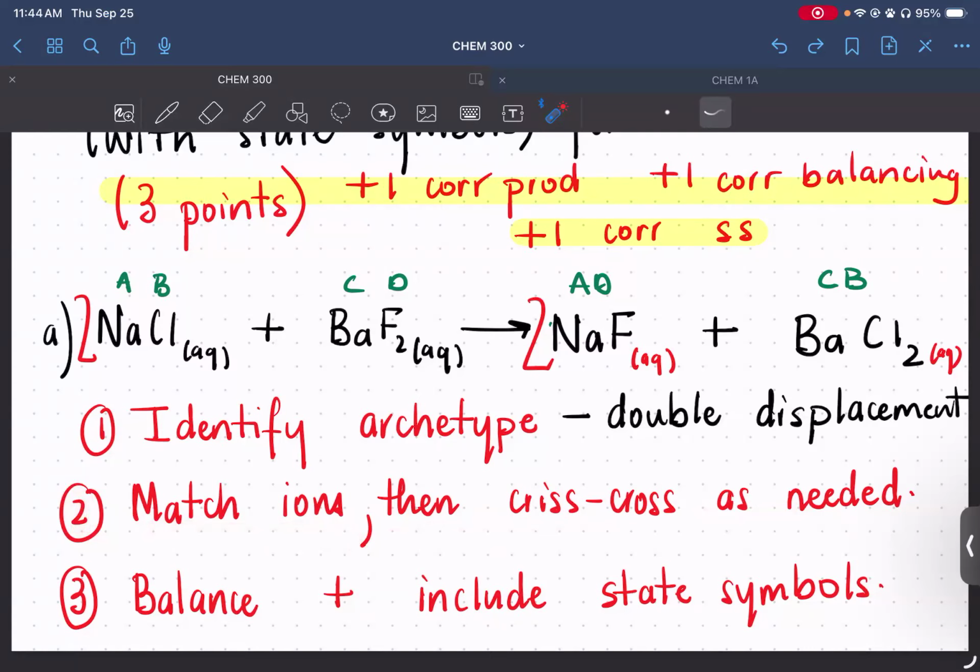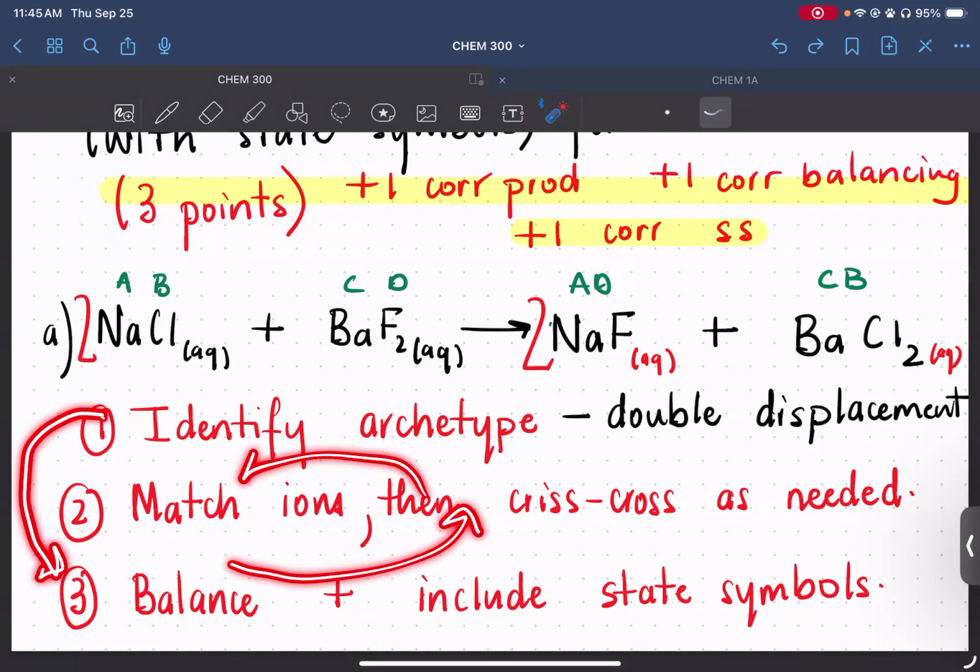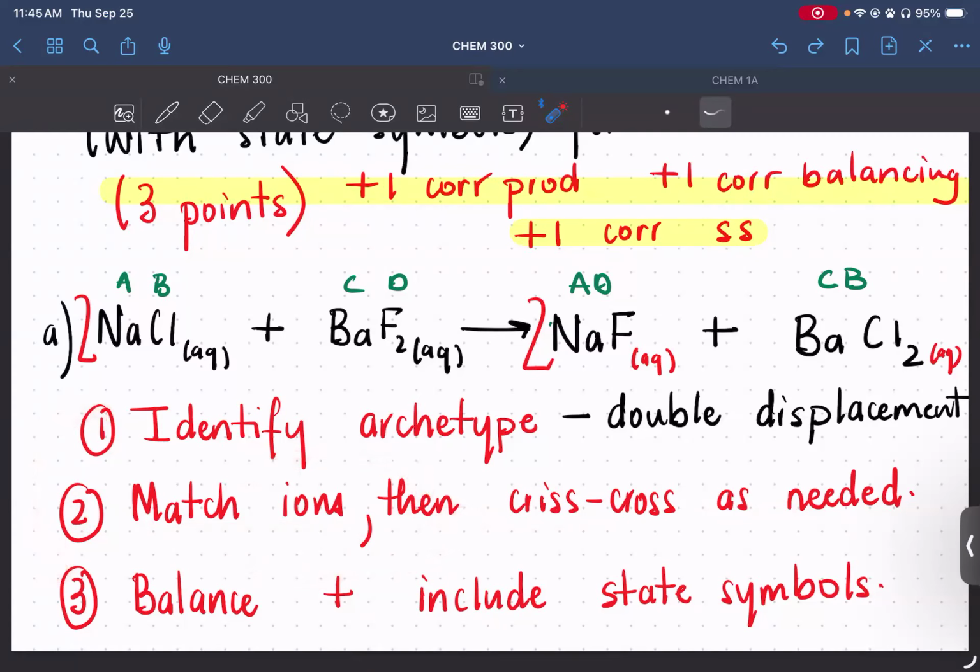This is the point where most students fail to remember that these steps are meant to be followed in order. More often than not, when I see that students are making mistakes on their exam or worksheets, it's because they've jumped from number 1 to number 3 just to go back to crisscross and back to match ions. This will lead you to an incorrect answer. It will be frustrating and it will be wrong.